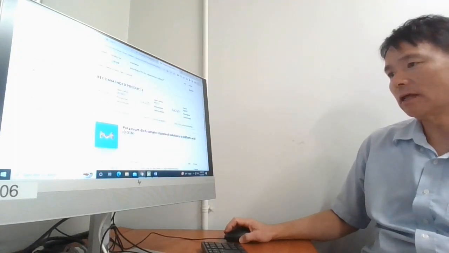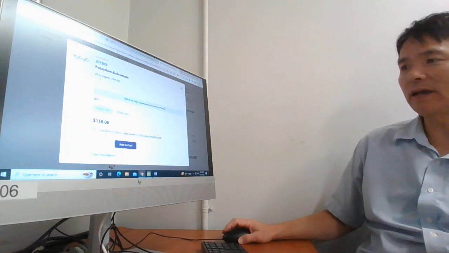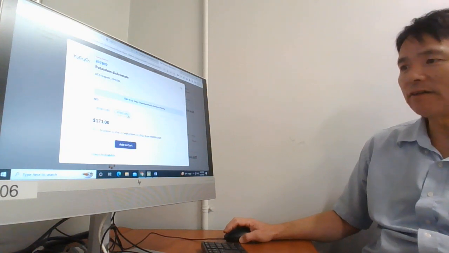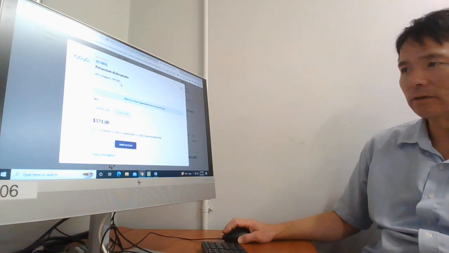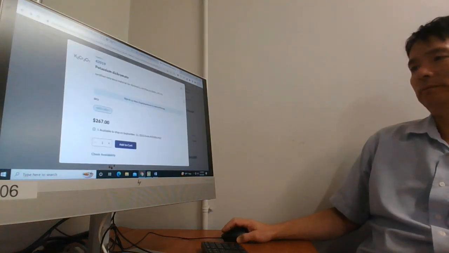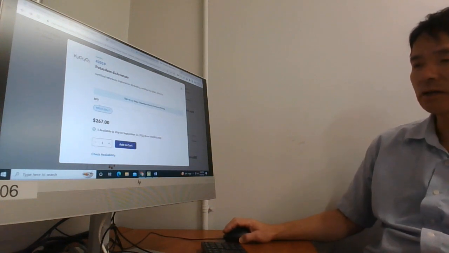If we look at some other grades, this is called ACS reagent. We can get 500 grams for $171, but the purity is 99.0% or greater. So we can buy different levels of purity. For example, if we want reference material for titrations, this is for redox titrations, this is often used. This is 99.5%, and 50 grams of this is $267 because it has a greater purity.